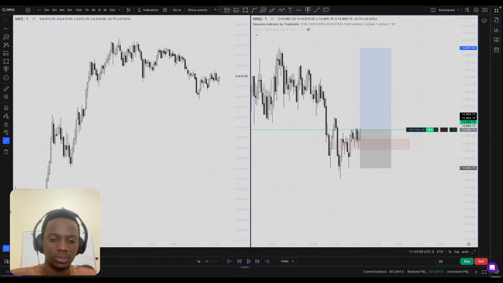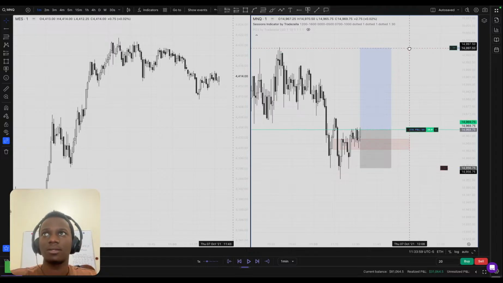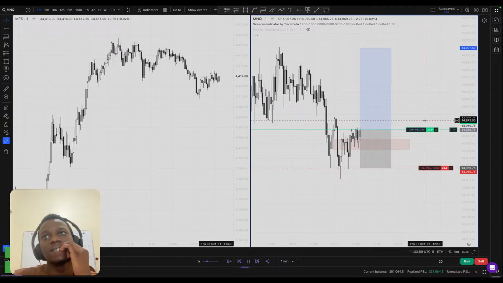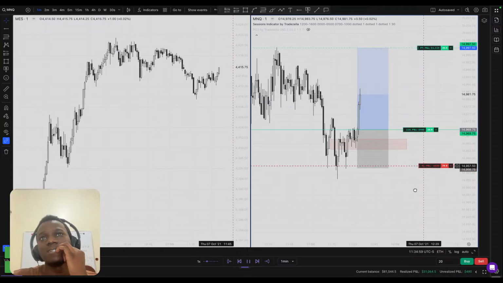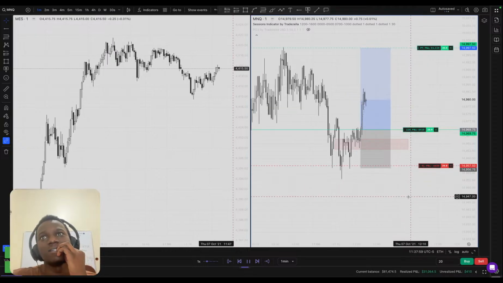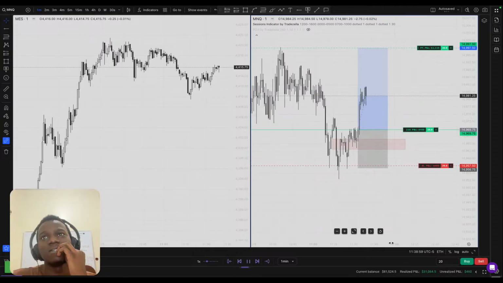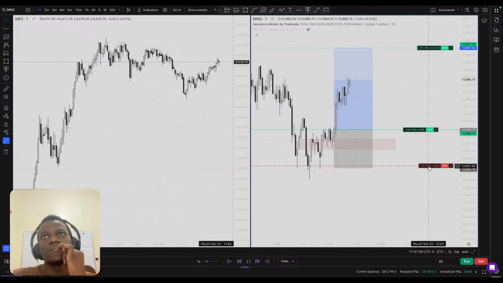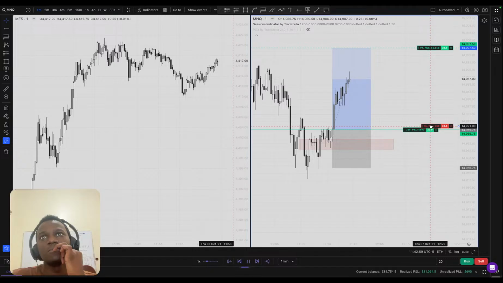Two minis? Yeah, right, 2 minis. So stop will be at this low and take profit at this high. And let's just wait and see where it heads to. Okay, there's a break of structure. We are moving to break even.